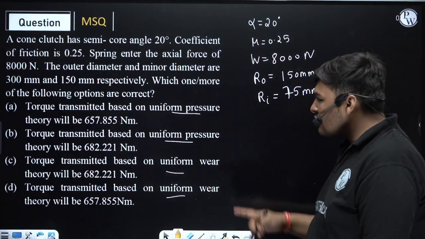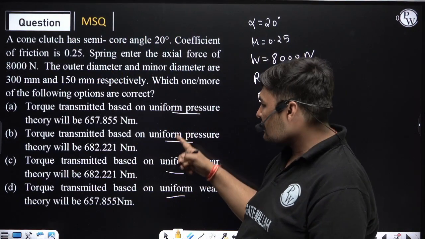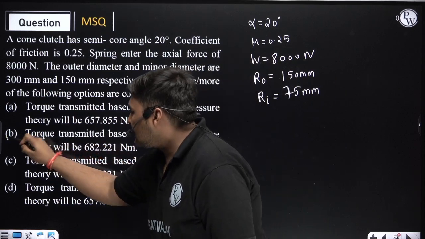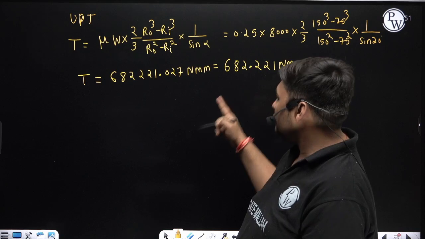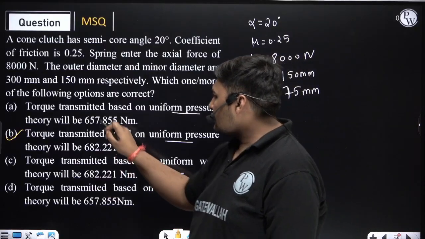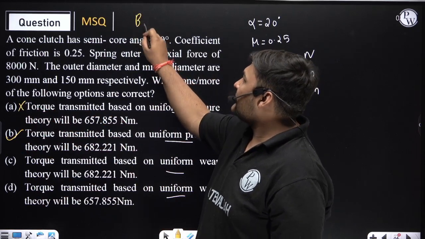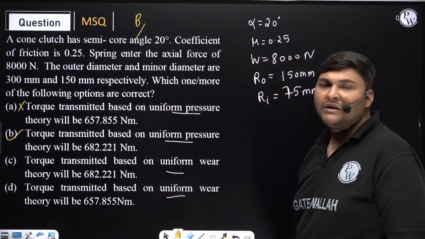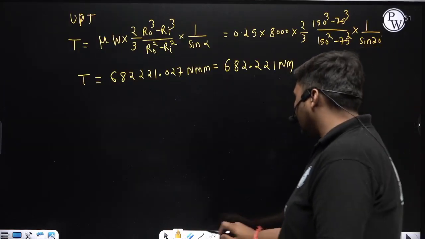Which option is correct out of A and B? In A and B, the examiner is asking torque transmitted by uniform pressure theory. B is correct, because by uniform pressure theory, torque transmitted is 682.22. So option A is incorrect, and out of A and B, B is correct. Now in C and D, the examiner is asking torque transmitted by uniform wear theory. So now we will calculate torque transmitted by uniform wear.